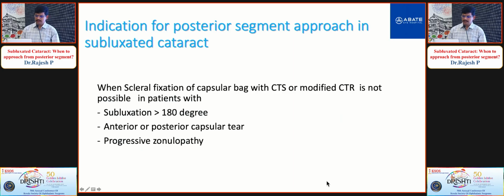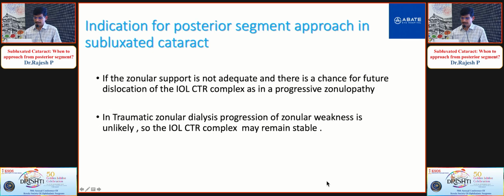So what are the indications for a posterior segment approach? As I mentioned, subluxation of more than 180 degrees, or an anterior or posterior capsular tear where the cataract surgeon is not confident enough to use a capsular tension segment or a modified CTR like a Cionni ring, which can be sutured to the sclera. That is probably one indication where the cataract has to be approached from the posterior segment.